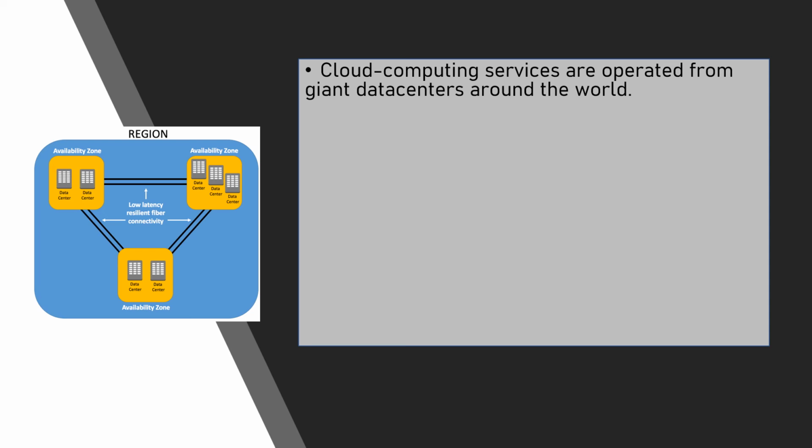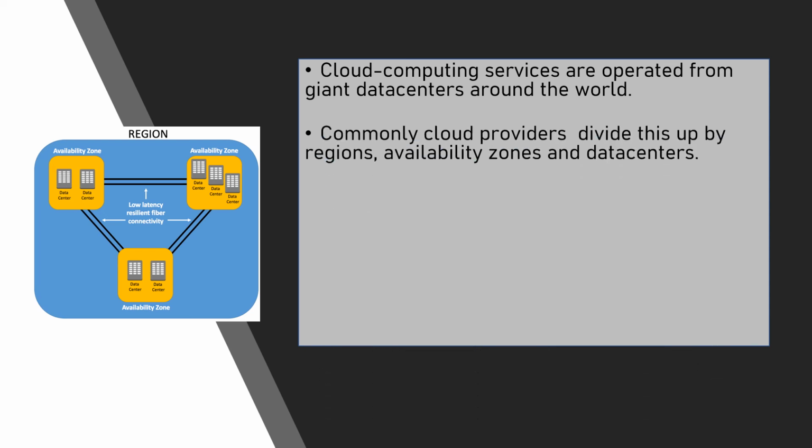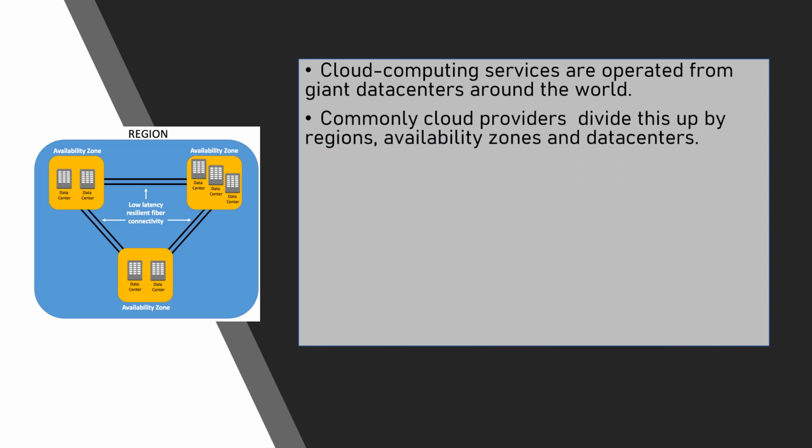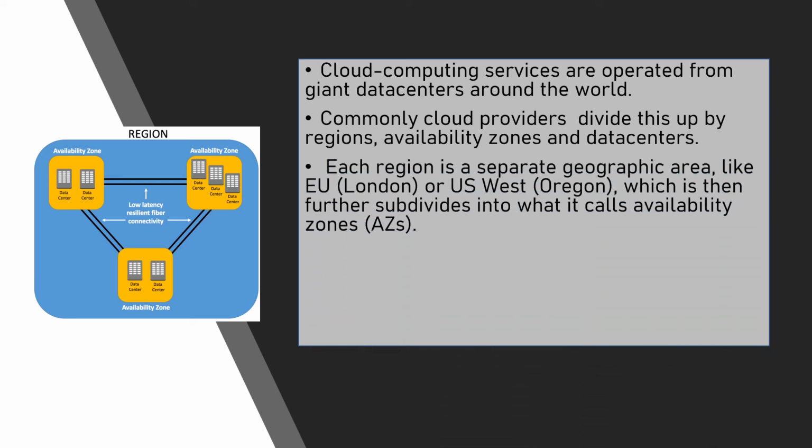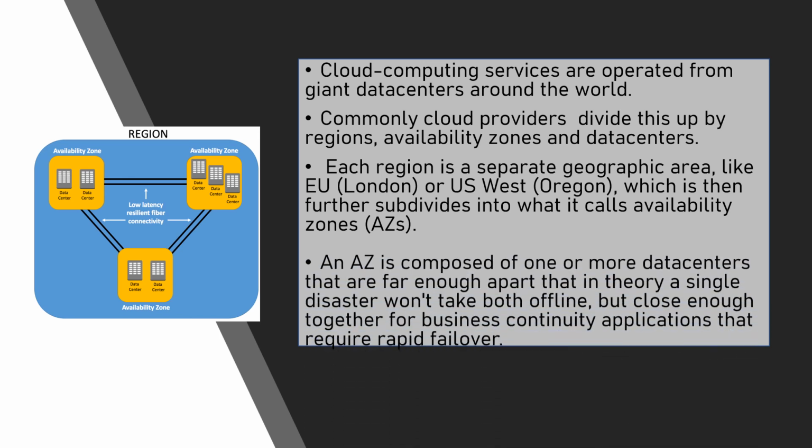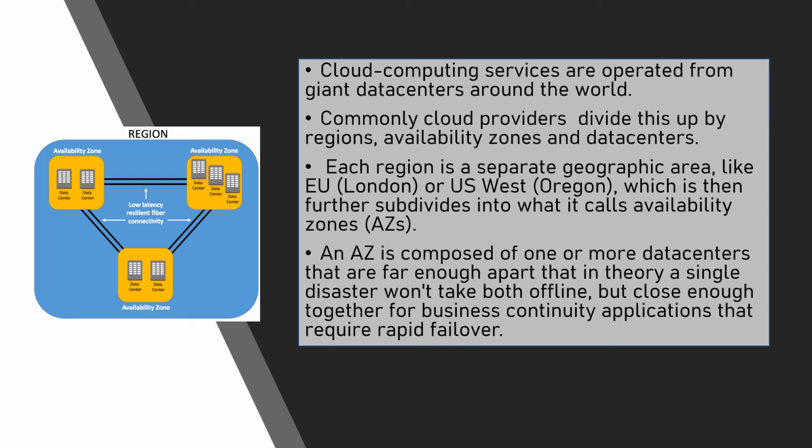Finally, as a summary, we can say that cloud computing services are operated from giant data centers around the world. Commonly, cloud providers divide this up by regions, availability zones, and data centers. Each region is a separate geographic area which is further subdivided into availability zones, and an availability zone is composed of one or more data centers that are far enough apart that in theory a single disaster won't take both offline, but close enough together for business continuity applications that require rapid failover.